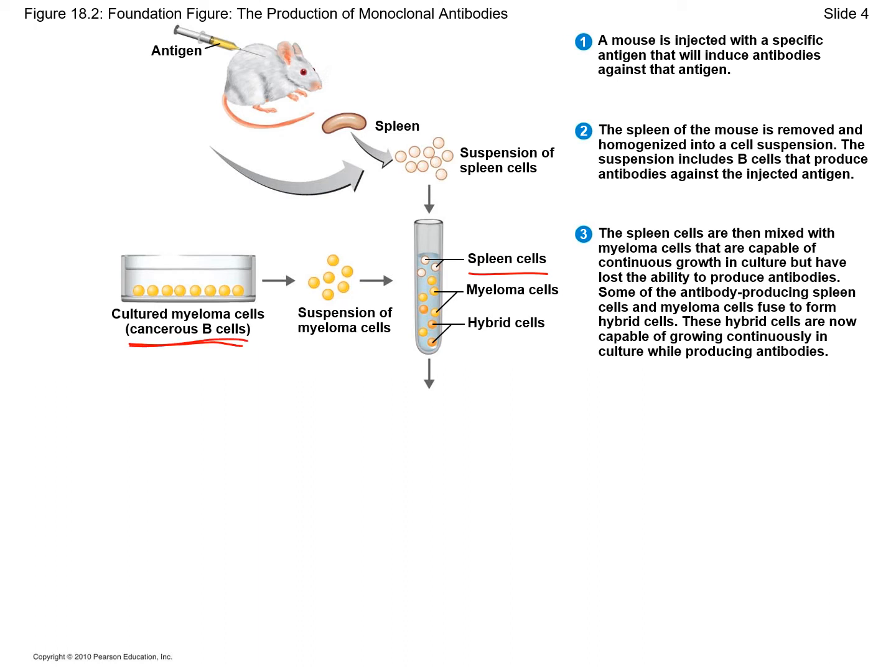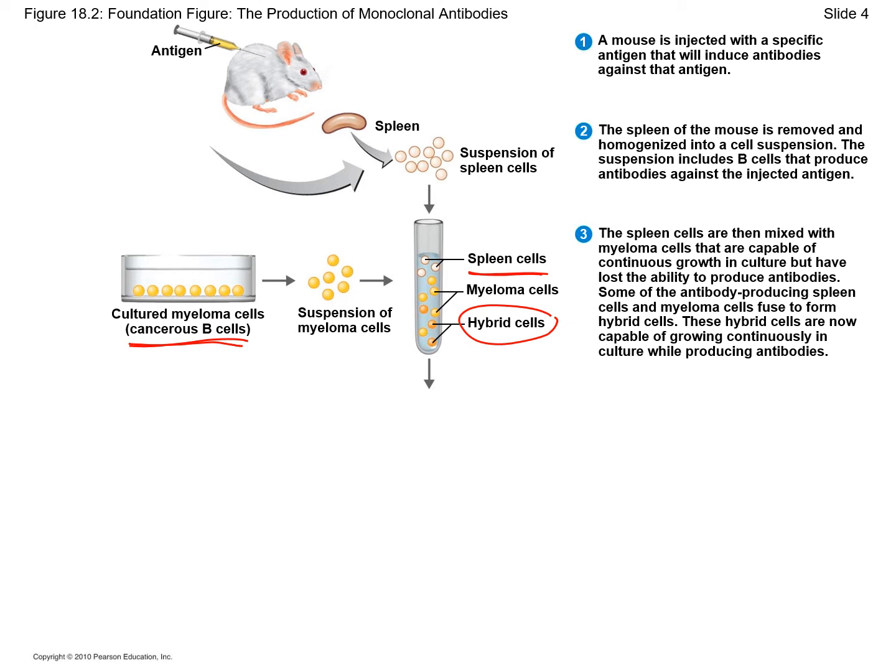When you mix the cancerous B cells with the B cells from the mouse, some of those cells will fuse together and form hybrid cells. So those hybrid cells are cells that produce antibodies, but you can maintain them in culture indefinitely, almost forever.